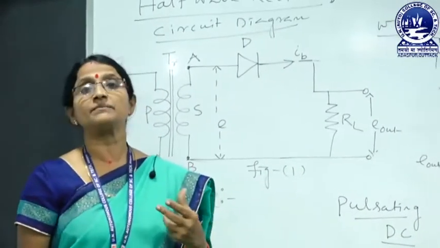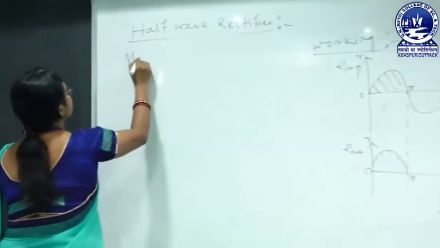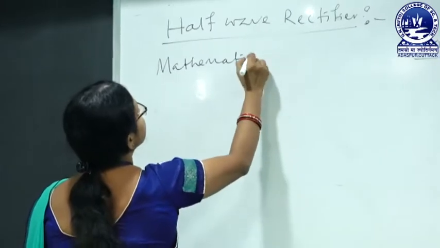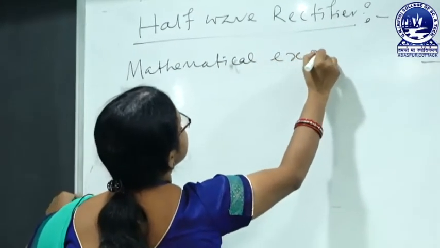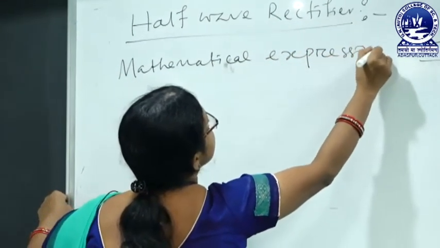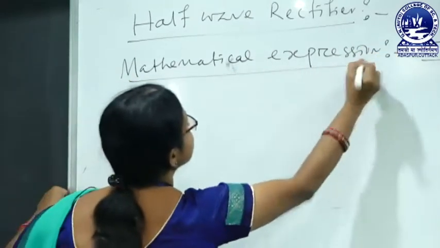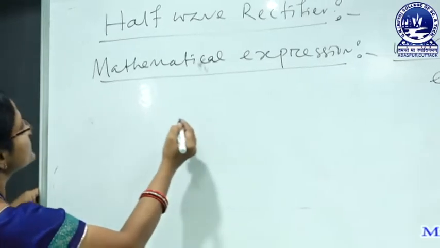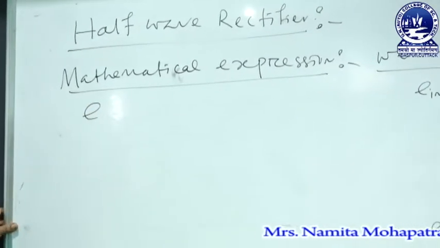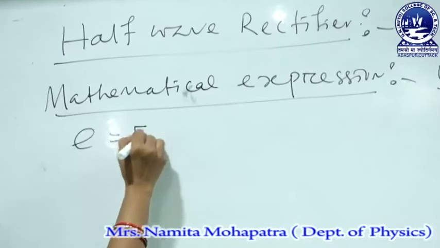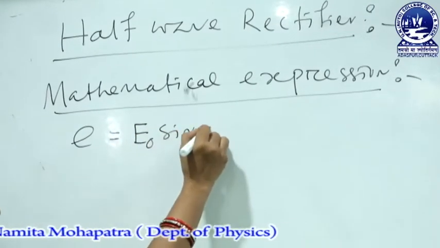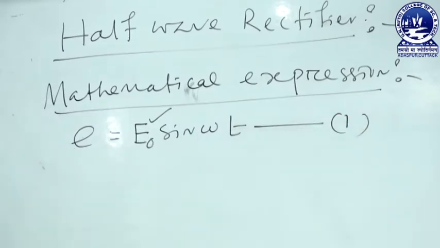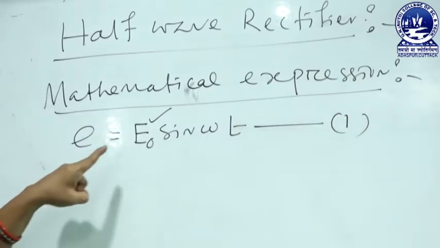Then what about the mathematical expression? Let us consider the voltage across the secondary winding: E equals E naught sin omega t. This is equation 1. Here E naught is the maximum or peak voltage.